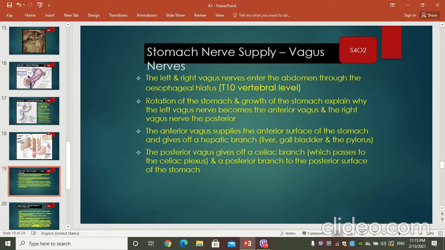The anterior vagus supplies the anterior surface of the stomach and gives off the hepatic branch to the liver, the gallbladder, and the pylorus. The posterior vagus gives off a celiac branch which passes to the celiac plexus, and a posterior branch to the posterior surface of the stomach.